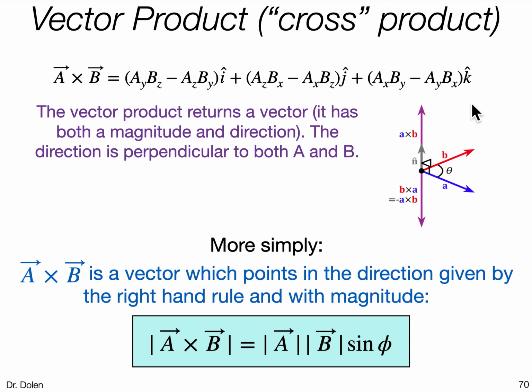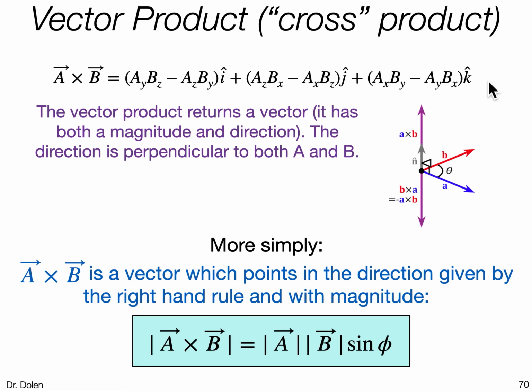And this is the definition. We can see it's returning a vector. I have some component i hat, component j hat plus component k hat. So unlike the scalar product, which returns a number, the vector product returns a vector. We can see that calculating the components of this vector A cross B is a somewhat complicated grouping of the individual vector components of A and B. But you can always plug into the formula and calculate the cross product.